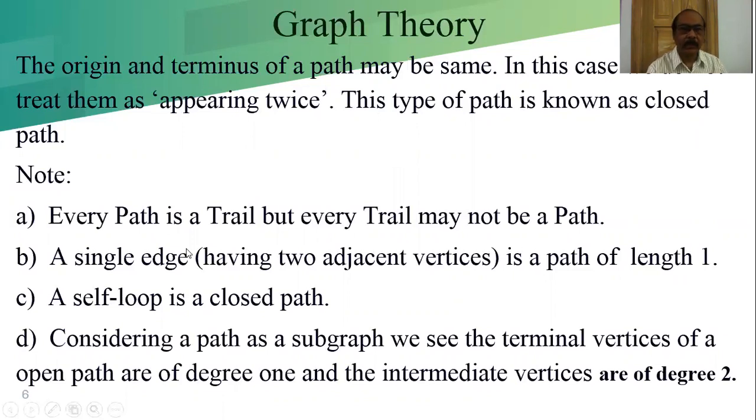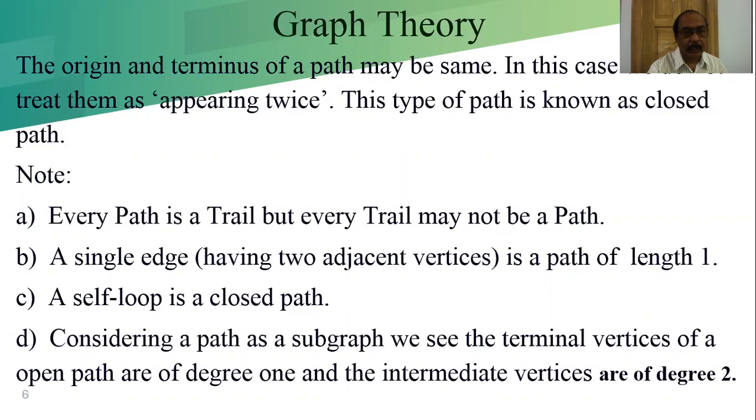A note or discussion that we have to remember, to go in depth into the definition of the path: every path is a trail, but every trail may not be a path. What is the definition of a trail? A vertex may appear more than once, but no edge may appear more than once.